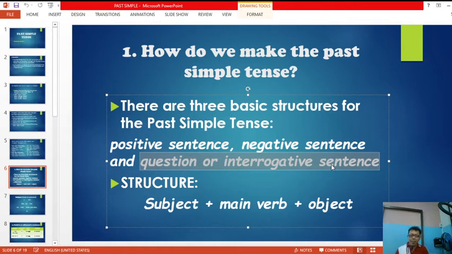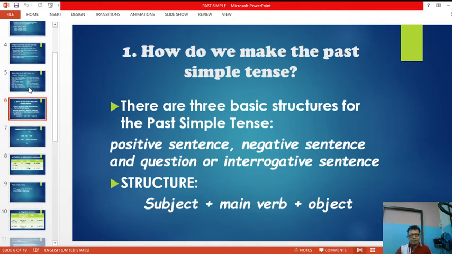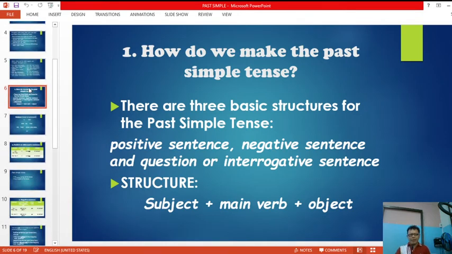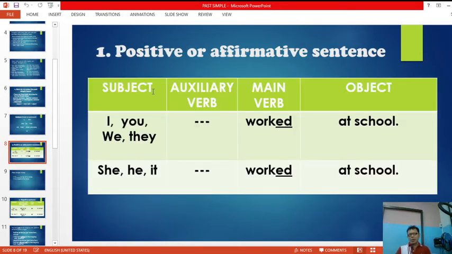So the same thing, in each basic structure of the sentences, we also have substructures. Let's start with the positive sentence. Again, how to categorize them. So we have subject for the positive sentence. Subject, main verb, object.